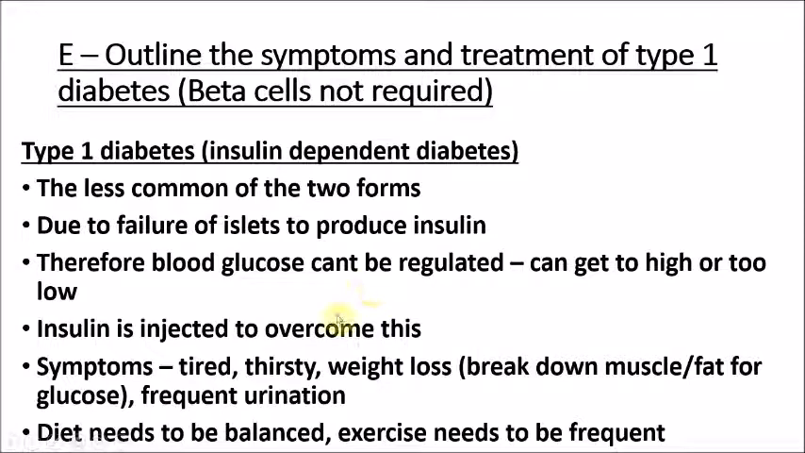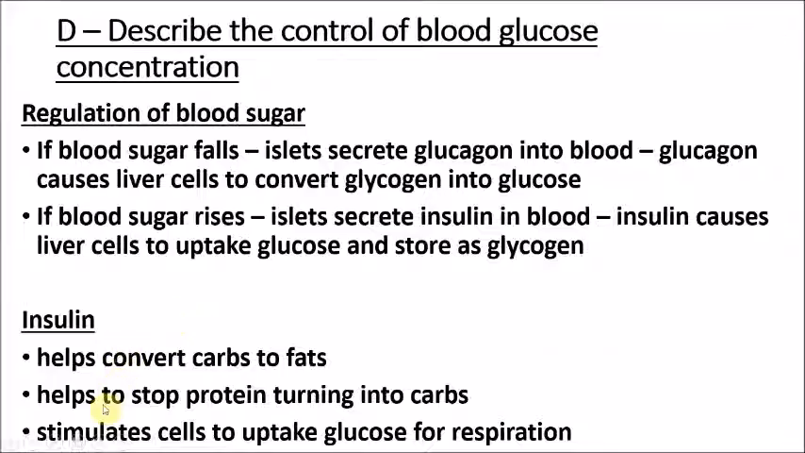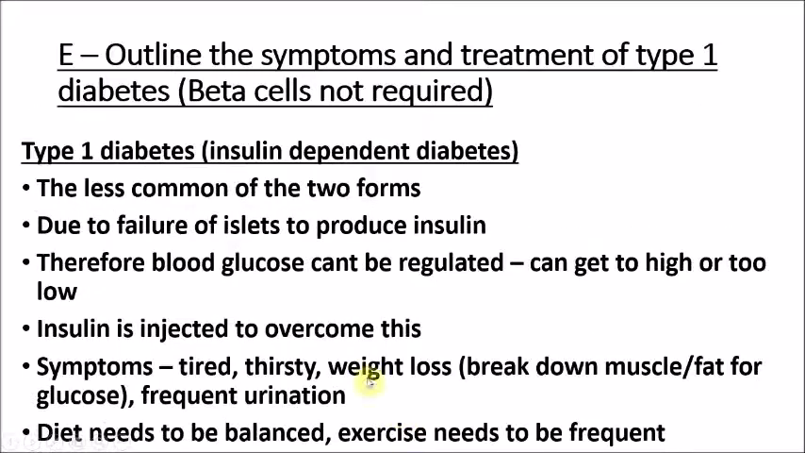Symptoms of type 1 diabetes due to not having enough insulin are things like being tired, because cells aren't readily taking up glucose because insulin is not there to allow it to do that. It says here that insulin helps stimulate cells to take up glucose. So if insulin's not there, you will feel tired. Weight loss will occur because protein and fat can be converted into glucose, and you'll be urinating frequently because you'll have too much glucose in your blood and therefore be excreting it.